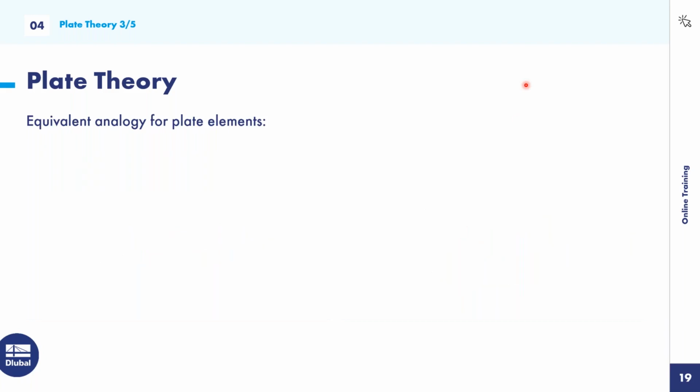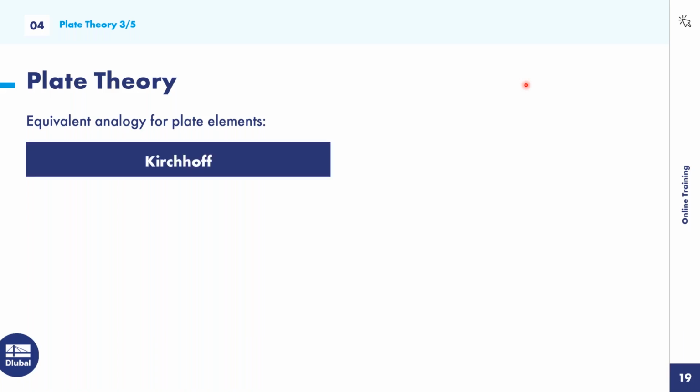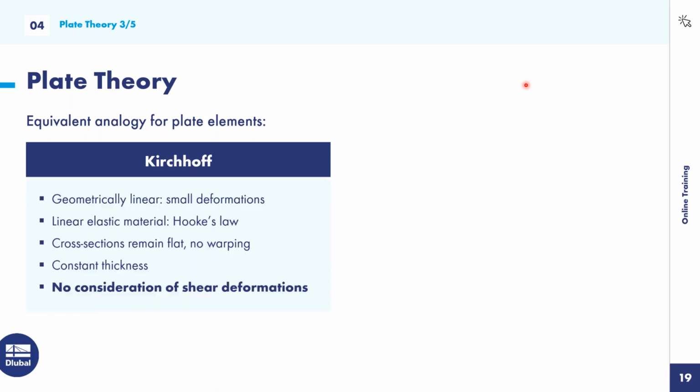So now I want to compare those two theories to plate theory. The equivalent analogy for plate elements would be the Kirchhoff plate theory. For the Kirchhoff plate theory, we assume a geometrically linear deformation, and we assume linear elastic material is being used, so that's based on Hooke's law. Then we assume that the cross sections remain flat and there's no warping, there's a constant thickness, and most importantly, there's no consideration of shear deformations. So basically pretty similar to Bernoulli's theory.